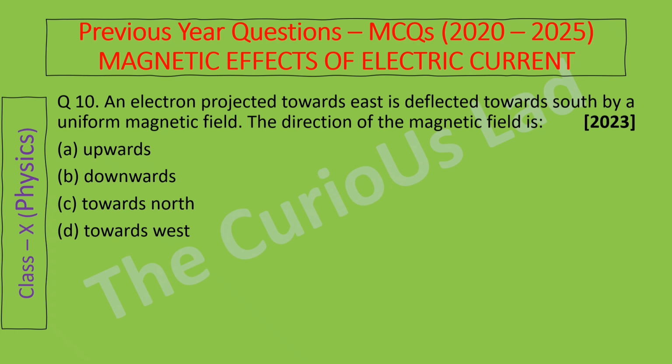Next, 10th question. An electron projected towards east is deflected towards south by a uniform magnetic field. The direction of the magnetic field is option A, upwards, option B, downwards, option C, towards north, or option D, towards west. And the correct answer is option B, downwards.